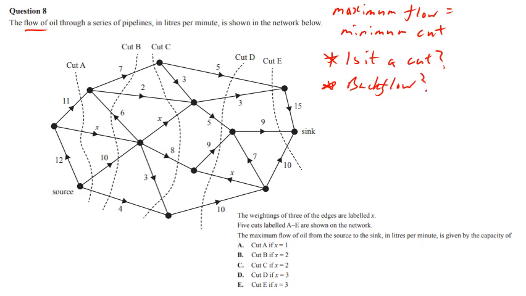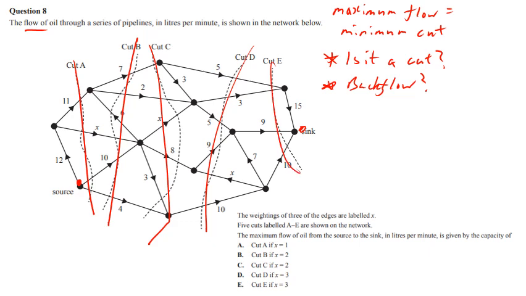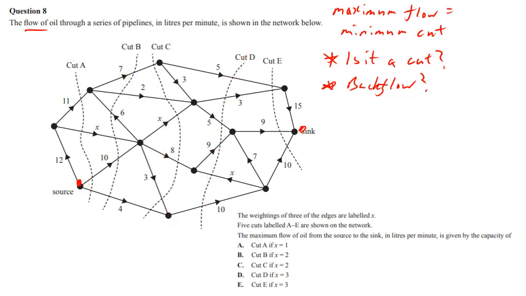Let's just check. Is everything a cut? If we look, cut A does cut off the source from the sink, so cut A is. B seems to cut it off completely. C does as well, D and E. So that's not a problem for us. So there's no funny ones where the cut isn't happening, but we've got this backflow. I'm sure we're going to spot some backflow. So if you go through this whole problem and never find any backflow, then something's going wrong, isn't it?